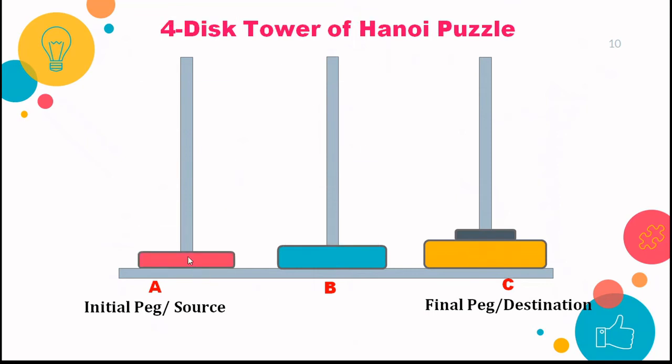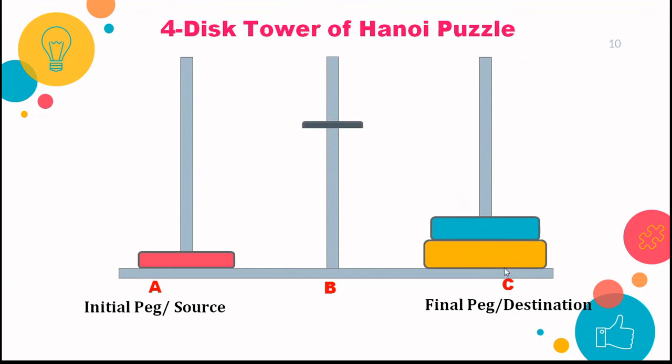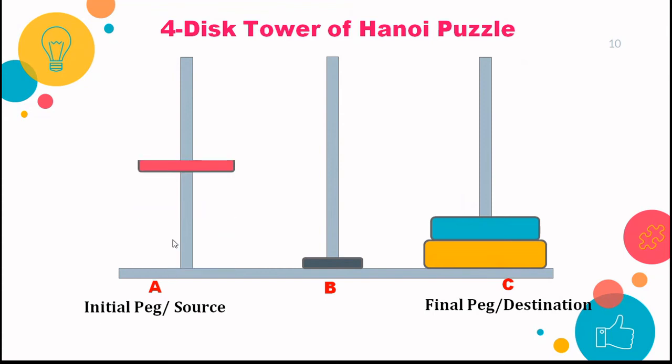Then this pink will be placed on A, and then this gray one from C will be placed on top of peg A, and finally this blue one will be placed on the top of the yellow disk using peg C and on the top of peg C, and then again this gray one will be placed from A to B, and this pink one from A will be placed to C on the top of C, and then finally this gray one will be placed on the top of peg C. Again you can see that all the disks are arranged in ascending order from top.